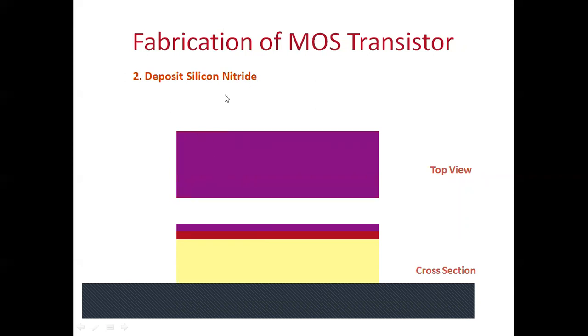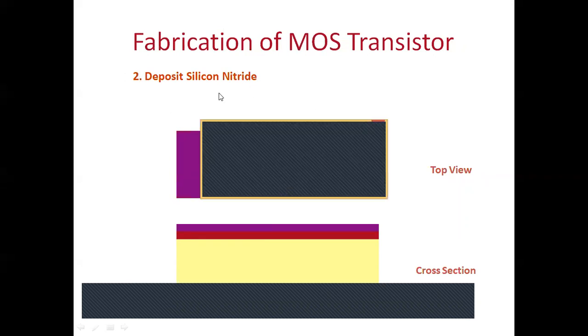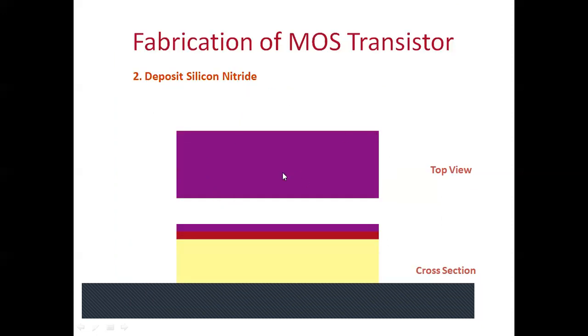The next process is silicon nitride. Silicon nitride is also one of the materials which is deposited on silicon dioxide. You can see it from the top, and you can see it from the cross section. Same thing.